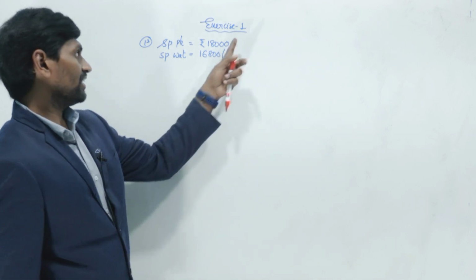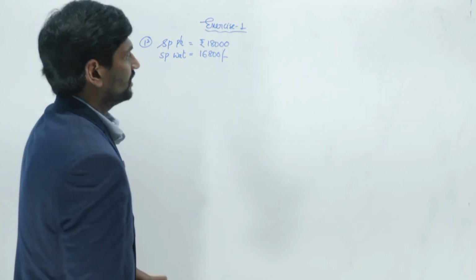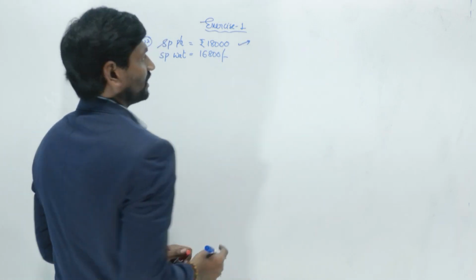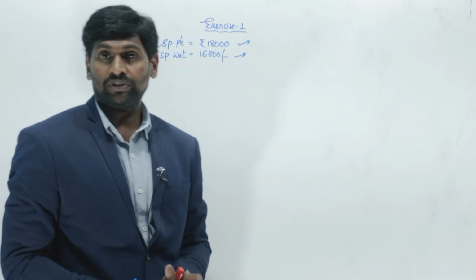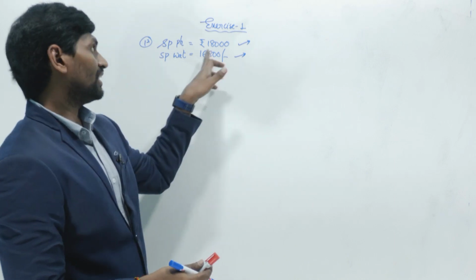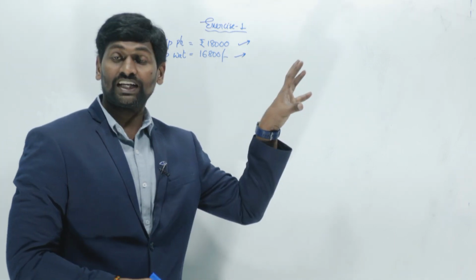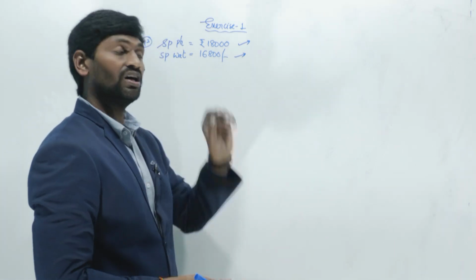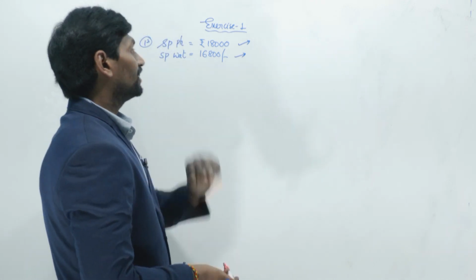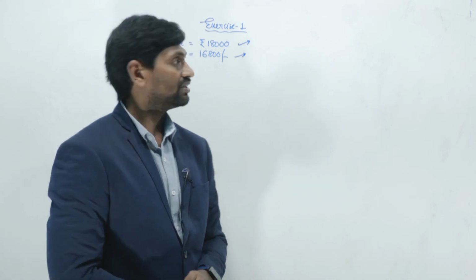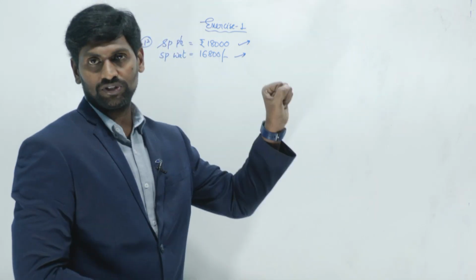And clearly it is given that here he got a loss, here he got a profit. According to the problem, for selling this one he will get some profit, and that much loss will be there on the watch. We should find the cost price of the phone.